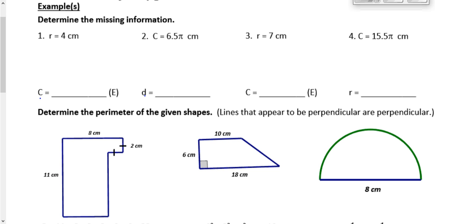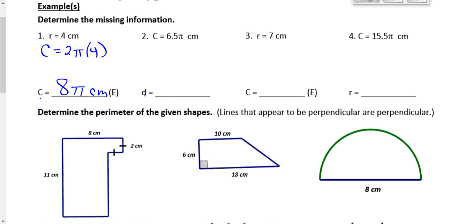8 pi? Yeah, that's it. R equals 4, they want circumference. Circumference equals 2 pi r, right? So C equals 2 pi, and the r here is 4. 2 times 4 is 8, so 8 pi centimeters, actually, right? That's the exact answer.